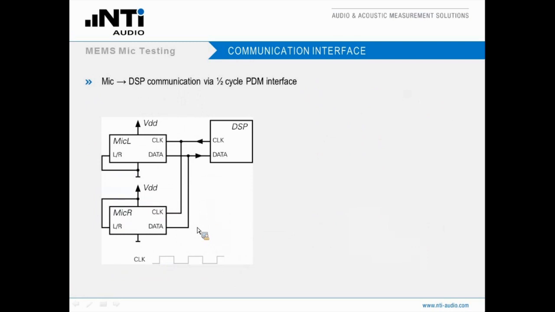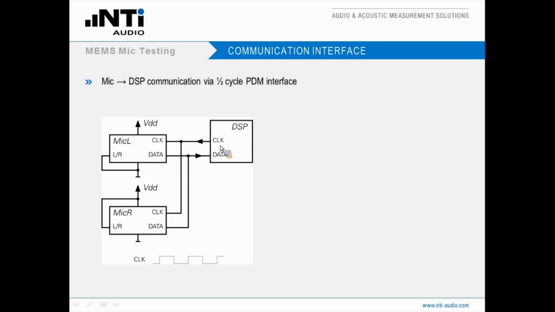Now let us take a closer look at the communication between the MEMS microphone and the DSP, the digital signal processor. This communication interface is typically established by using a half-cycle PDM interface. And this looks like that. We have here two MEMS microphones, one for the left channel and one for the right channel. Both are connected in parallel via two lines to the DSP.